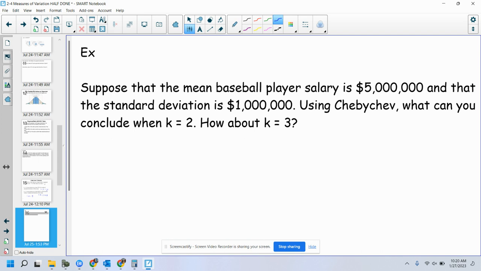All right, so how does that help us here? Suppose the mean baseball player salary is $5 million and that the standard deviation is 1 million. Using Chebyshev's theorem, what can you conclude when k equals 2? And how about when k equals 3? Am I told that baseball players' salaries are normally distributed? No. And that's why I have to use Chebyshev's theorem.